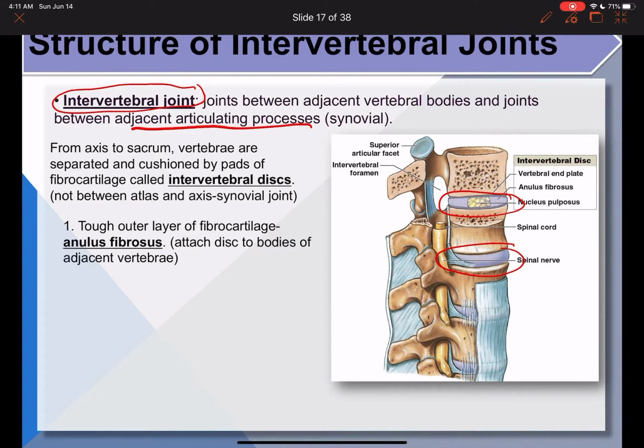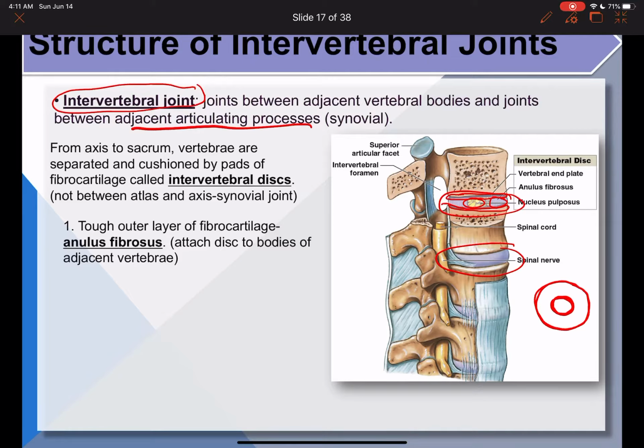Okay, so the tough outer layer of the intervertebral disc is made up of fibrocartilage. Your intervertebral disc is divided into 3 parts. You have the outer side, the center, and then you have the superior surface and inferior surface. If we draw it transversely speaking, you have a circle that represents your intervertebral disc, and then you have the center of it. Okay.